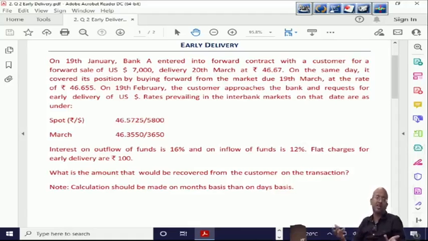So if FEDAI charges are given, we use them in the sum. If they are not given, we ignore it. This has already been taught to you. What is the amount that would be recovered from the customer on the transaction? So SBI will have to enter into a buy-sell swap. You can see the buying rate will be 46.5800 and the selling rate will be 46.3550.